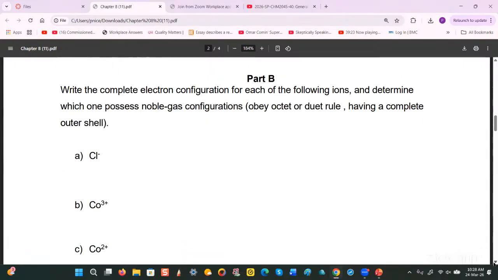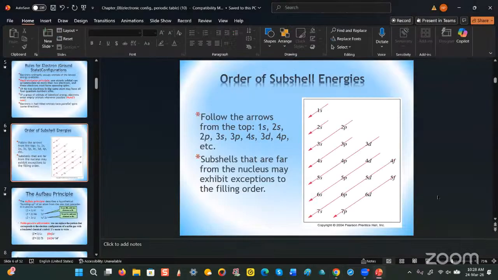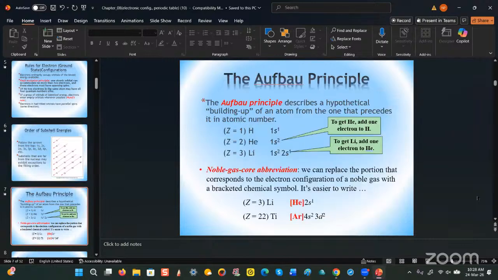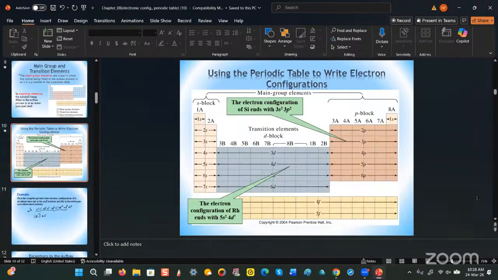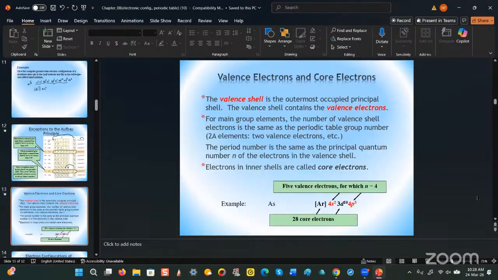Okay, so now we're going to get into doing the same thing, but this time for ions. Now, in order for us to do that, I need to go back to the PowerPoint since I neglected to publish the videos. Let me talk about how we determine the electronic configuration of ions.